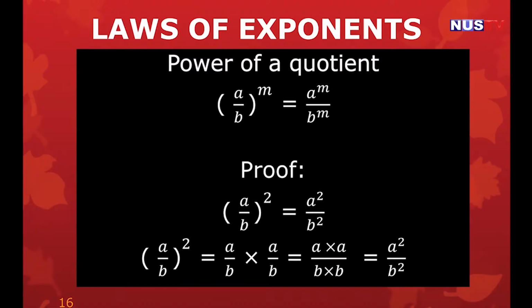Where did this come from? A over b bracket power of 2 means you are multiplying a divided by b twice. That means you have on the top a multiplied by a, and in the denominator you have b times b. And you know from your basic mathematics and multiplication, a times a is a squared, b times b is b squared.